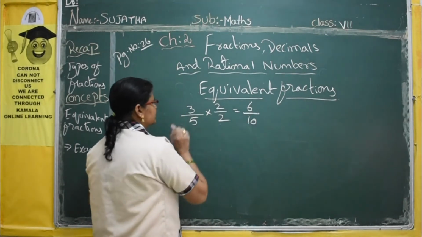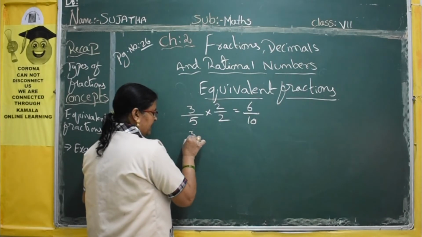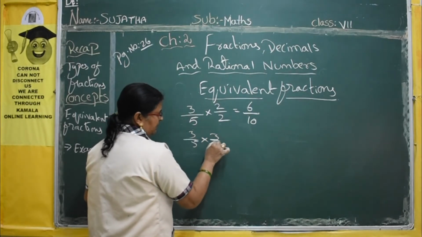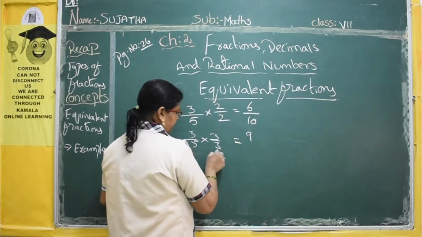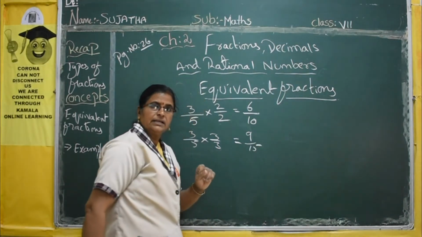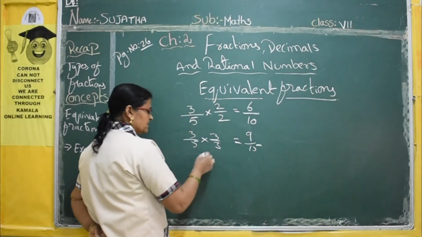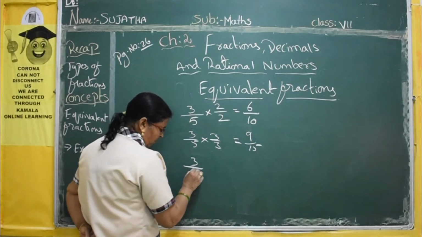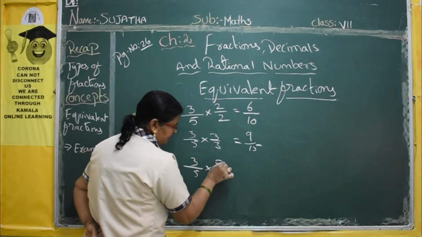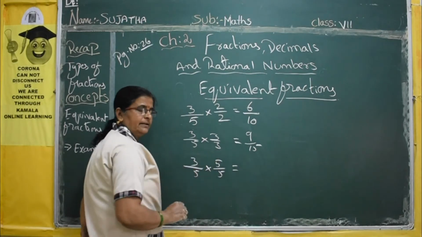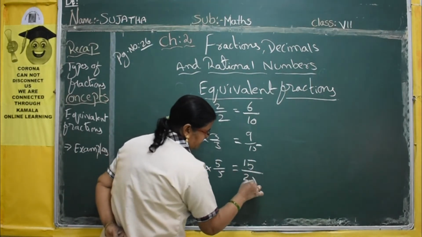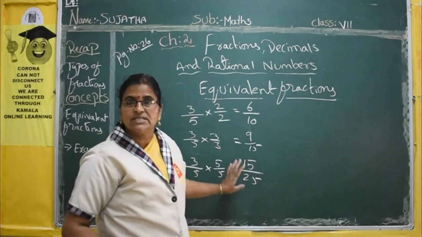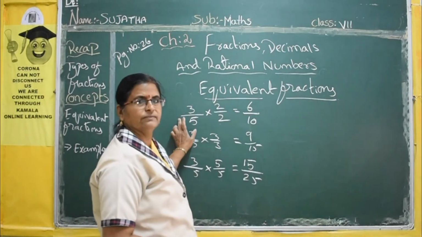Again, if you multiply 3 by 5 by 3 by 3, what will you get? 3 3s are 9, 5 3s are 15. Again, suppose I want to multiply by 5 by 5. Then what will I get? 3 5s are 15 and 5 5s are 25. Then how can you show this is an equivalent fraction of this?